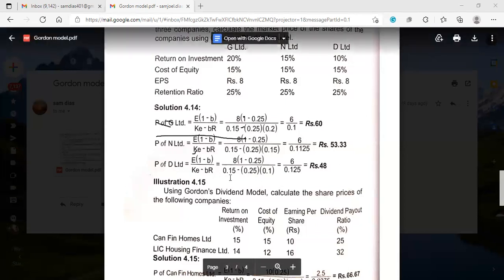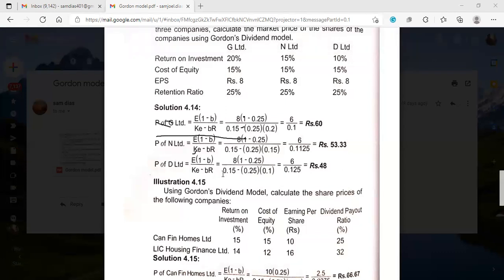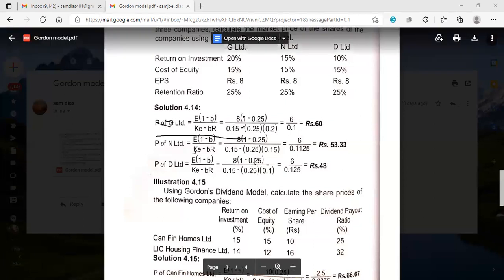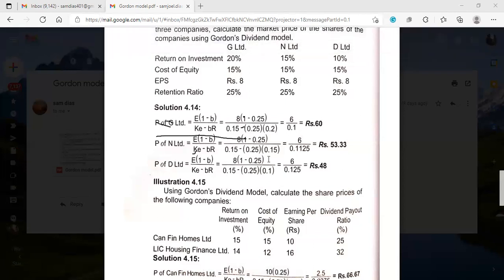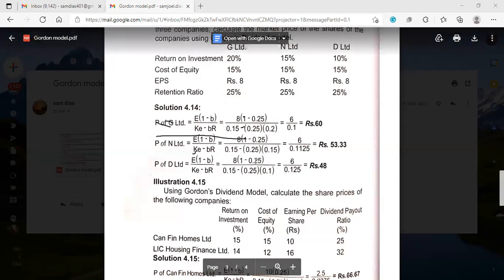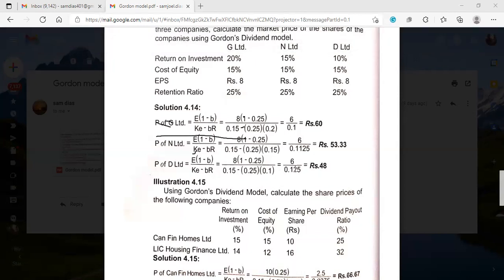Then in the case of D Limited, again in the denominator the figures are the same, and in the numerator only we have to incorporate changes. So the dividend payout ratio we have to take, 1 minus 0.75. So that makes the numerator 8 into 0.25, which means we'll get 2, and in the denominator the figures are the same, so we'll get 0.125. If we do the calculation, 2 divided by 0.125, we'll get 16 rupees as the market value of the share.